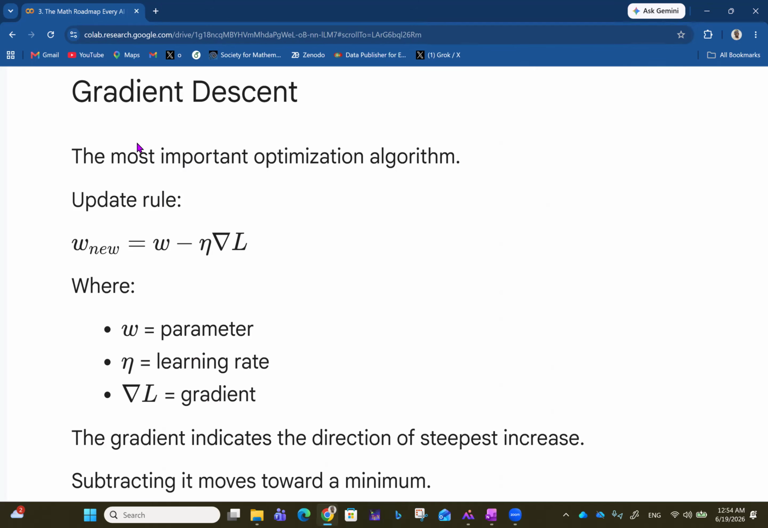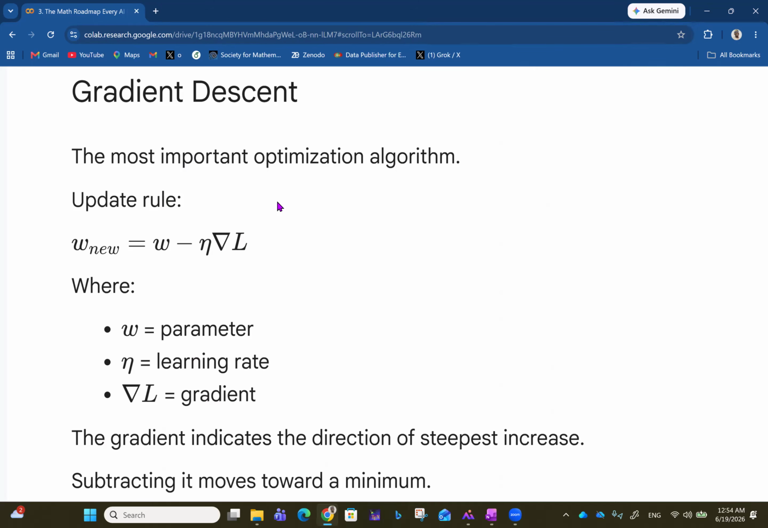So gradient descent has an update rule. It's under optimization, right? And you have to keep iterating until you get the desired result. What determines the desired result is the level of error, the tolerance limit you have.